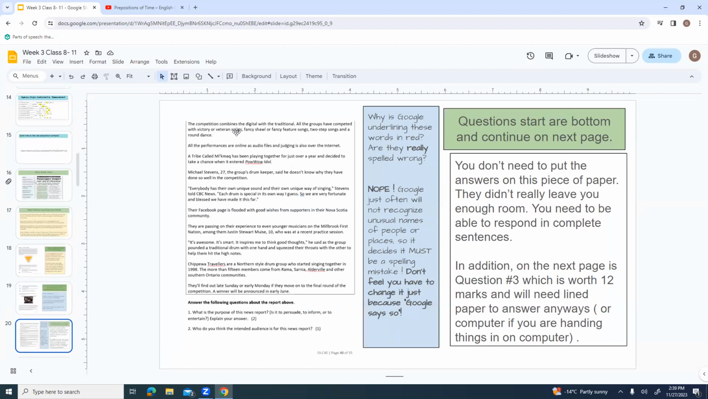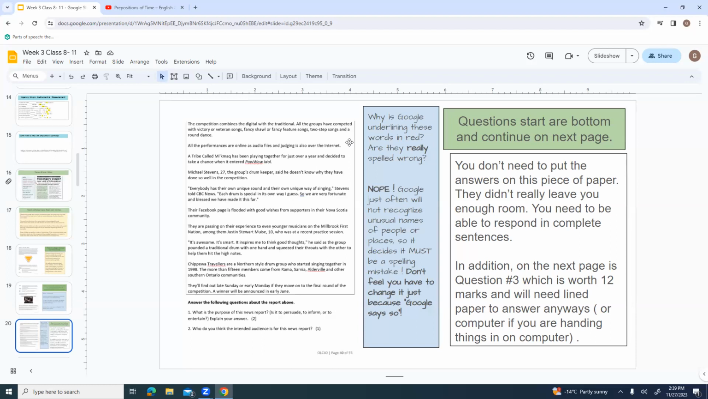Okay. The competition combines the digital with the traditional. All the groups have competed with victory or veteran songs, fancy shawl or fancy feature songs, two-step songs, and a round dance. All the performances are online as audio files, and judging is also over the internet.